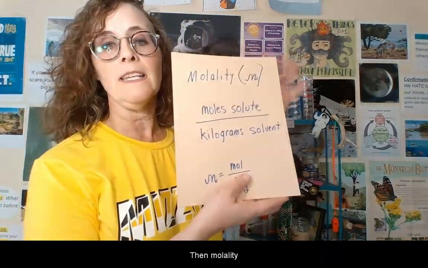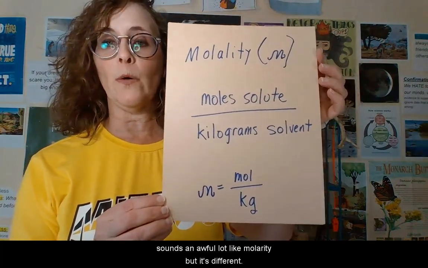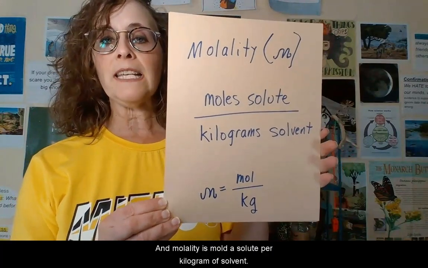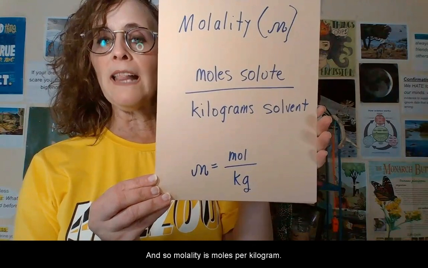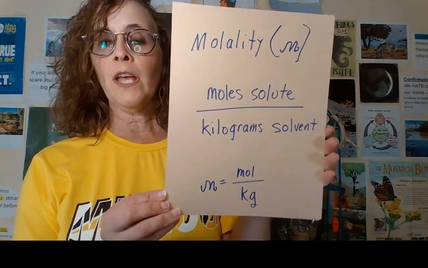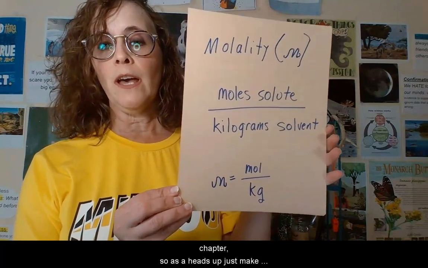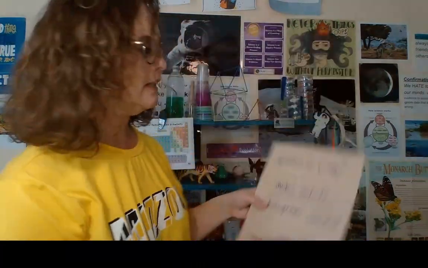Then molality sounds an awful lot like molarity, but it's different. It's a lowercase italicized m. And molality is moles of solute per kilogram solvent. And so molality is moles per kilogram. You really won't see molality anywhere except this chapter. So as a heads up, just make sure that you're using it correctly.